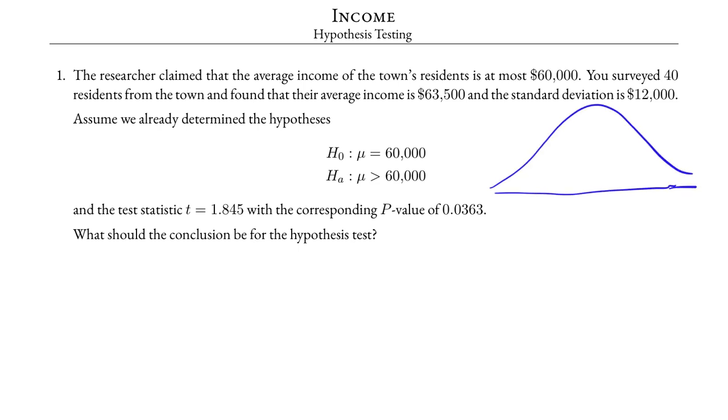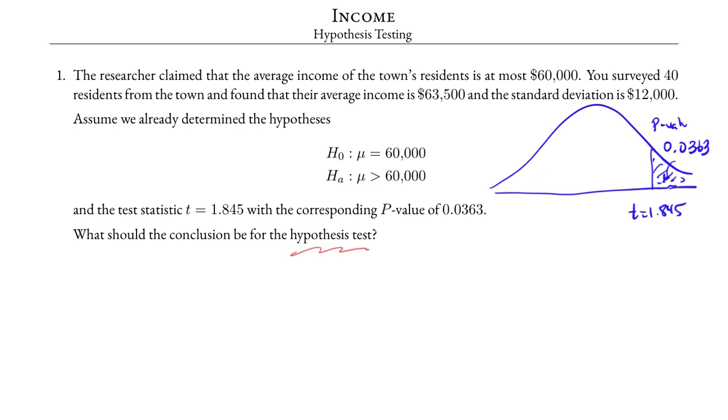We also computed the test statistic t equals 1.845, and we found that the p-value is 0.0363. This is the area on the right-hand side of the test statistic t. What should the conclusion be for the hypothesis test?